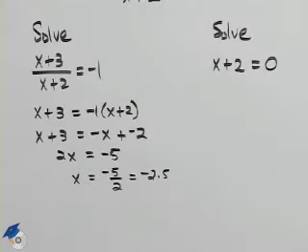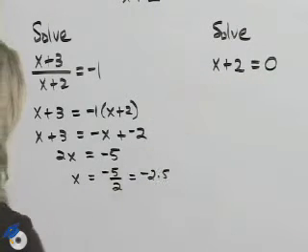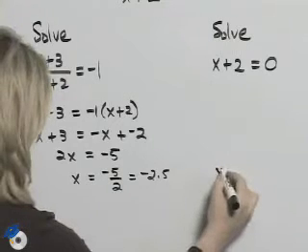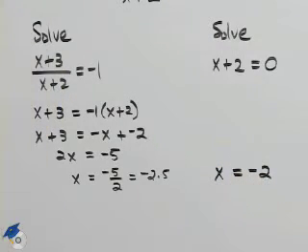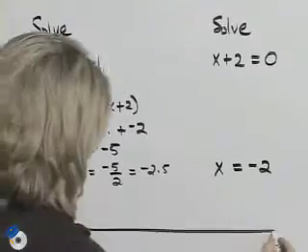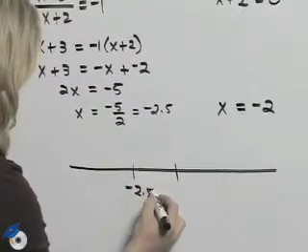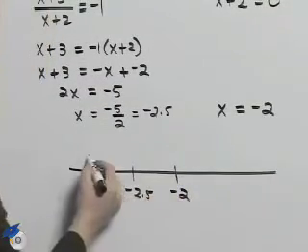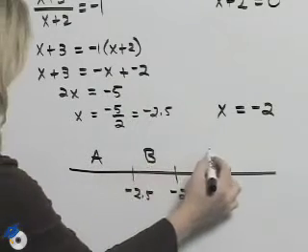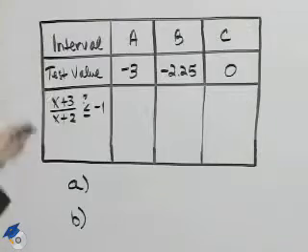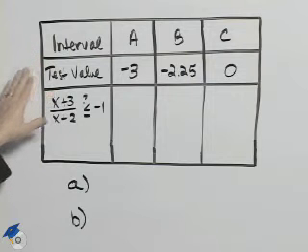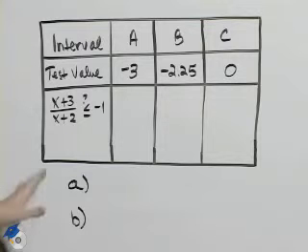The other equation, x plus 2 equals 0, well, just subtracting 2 from both sides of the equation gives us x equals -2. These are the values I will use to define my test intervals. So I will have 3 test intervals. We have our test intervals A, B, and C and the test values within each of those intervals. We will determine if (x plus 3) over (x plus 2) is indeed less than or equal to -1 at each of those test values.